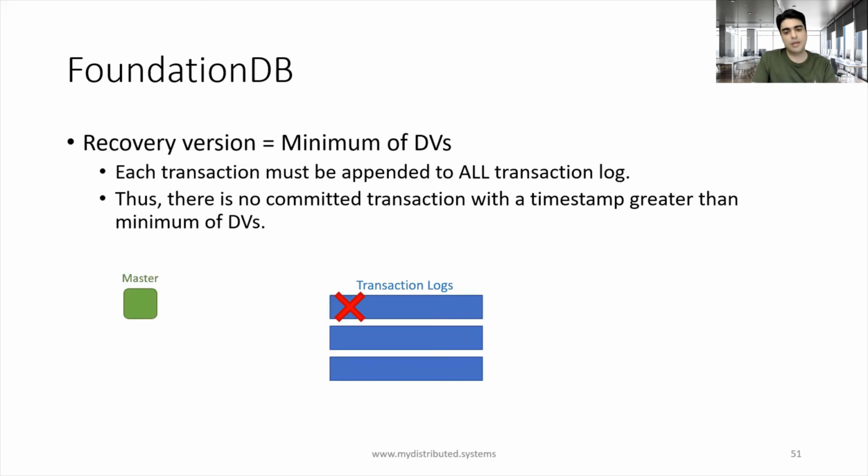Okay, so let's see an example. Suppose again we have 3 replicas of the transaction log. The new master comes and suppose the first transaction log has crashed. So the new master asks the other 2 transaction logs for the DV and KCV. The second transaction log returns 110 and 90 for DV and KCV, and the third transaction log returns 120 and 95. So the master picks 110 as the recovery version because it's the minimum.